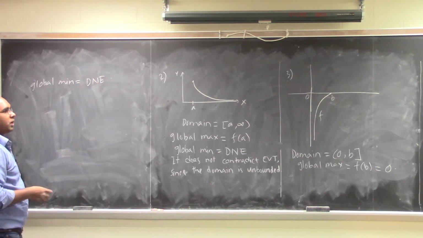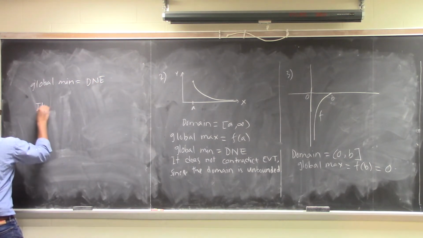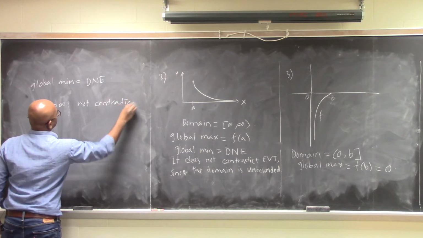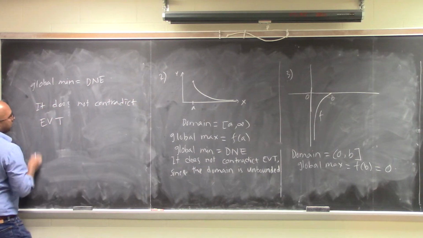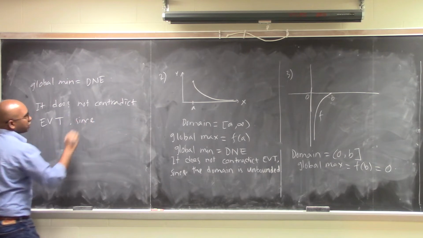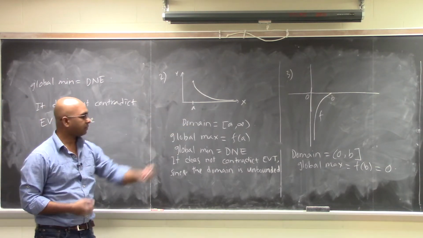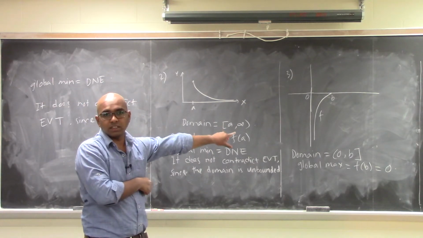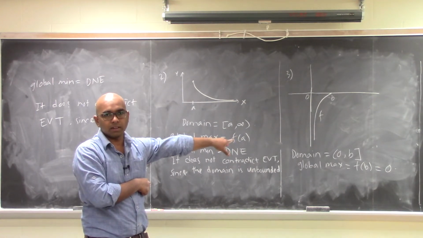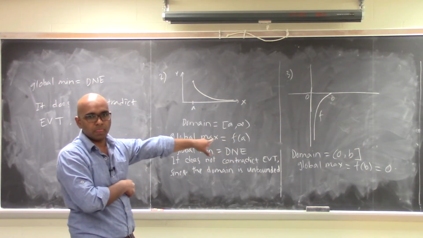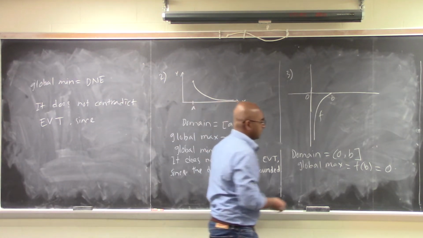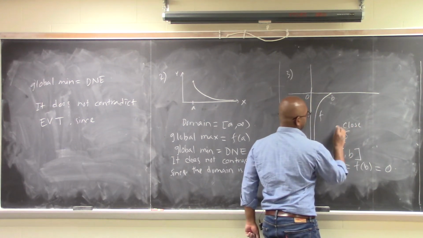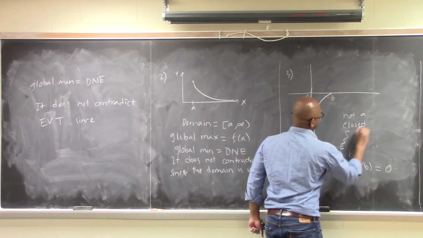And the question is, why doesn't it contradict EVT? It does not contradict the extreme value theorem, since what should be the reason? My function is continuous, but the domain is also bounded, right? But something is happening. What is it? This is not a closed interval.